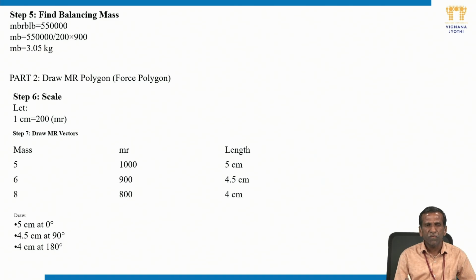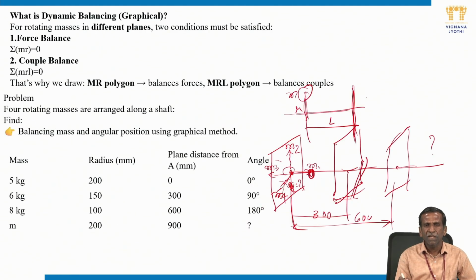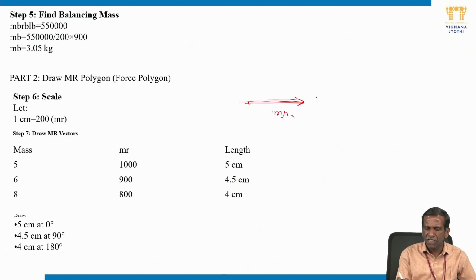So for the first force, scale 1 centimeter equal to 200 kg mm we have taken. For that you need to draw a 5 centimeter line at 0 degree orientation. This is the MR polygon. So 5 centimeters, and this is for the first mass, M1 R1, let us say, with the scale. Then the second one is 4.5 centimeters. Orientation is, you know, 90 degrees, so you can draw the second one at 4.5 centimeters. Then the third one is 4 centimeters at 180 degrees. This is the force polygon, MR polygon.